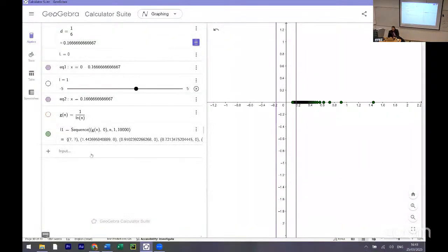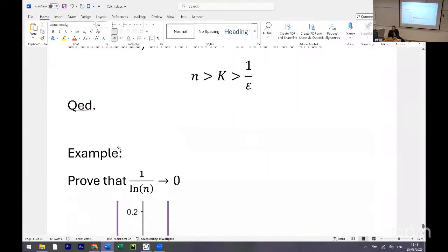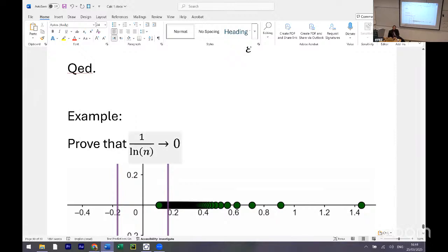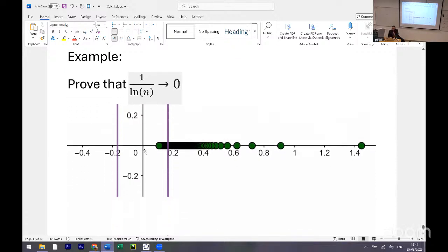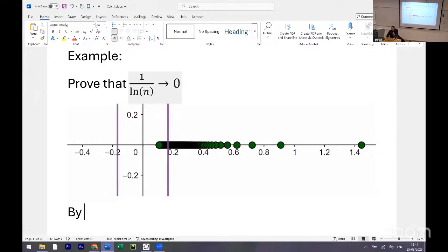By the way, the first element is not even defined because you cannot divide by 0 and ln of 1 is 0. But it doesn't matter. The limit speaks about what will happen next, not what happened before. So that is what we need to prove by, how do I call it, by experiment.